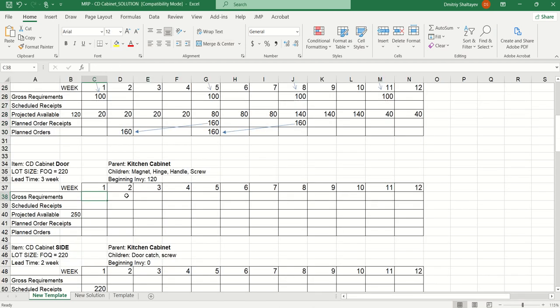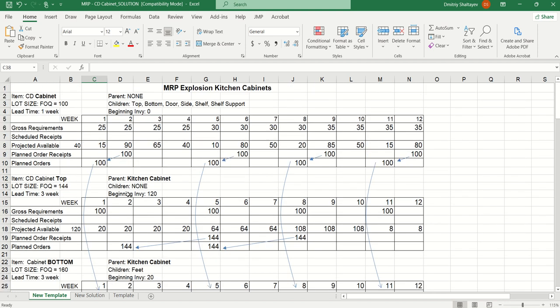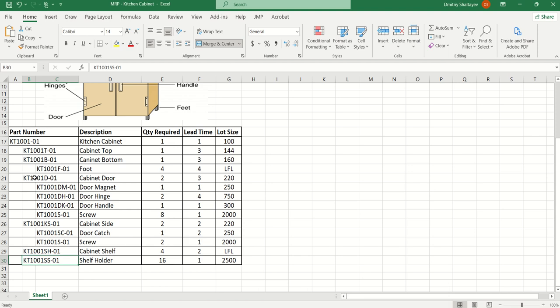Doors, okay. Question for you guys. First thing that I have to do is gross requirements, right? That's where it all starts. Where do I get gross requirements from? From the planned orders for the parent, for the cabinet, exactly right, okay? So my cabinets, I'm planning, that's the parent, right? I'm planning to start 100 cabinets in weeks 1, 5, 8, and 11. According to my bill of materials, each cabinet requires 2 doors, the left door and the right door. So I have to multiply the planned orders for the cabinets by 2, right?